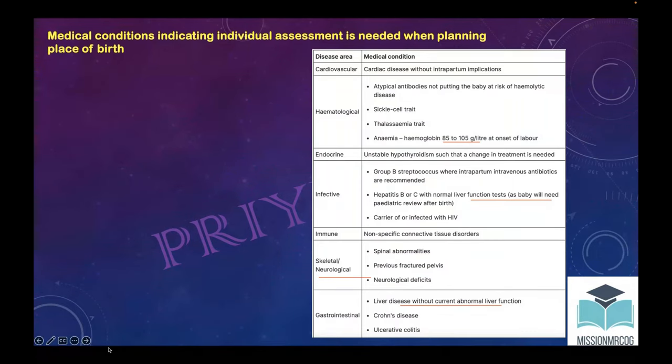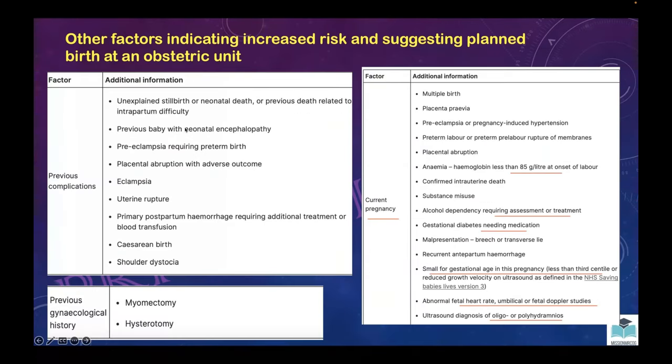Apart from this, there are certain obstetric factors also. So this was the medical condition, because of which we are putting the patient in obstetric care. And these are some other factors, the pregnancy related factors or some previous gynecology surgery, previous complication. In this also, it is important that the patient be delivered in the hospital. So this would be sort of important.